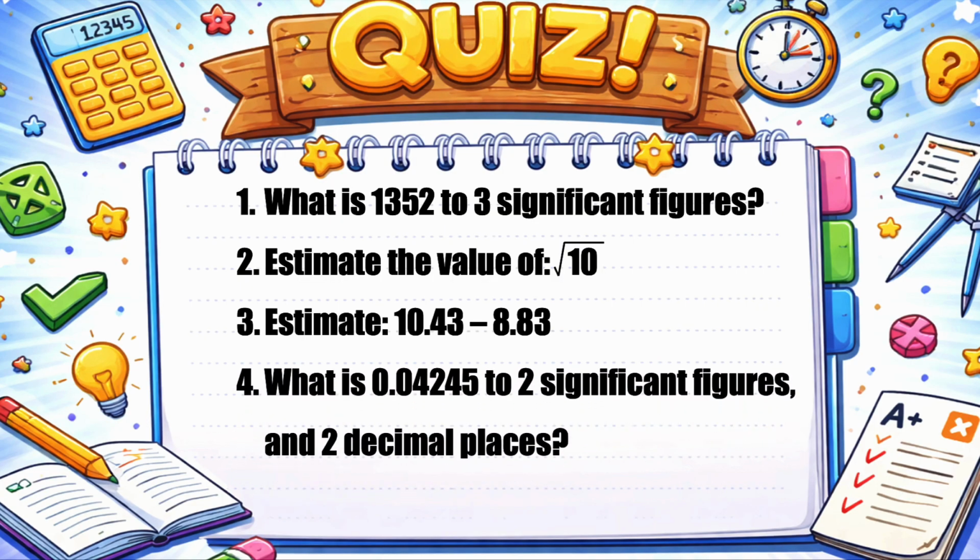0.04245 to 2 significant figures and then 2 decimal places. And finally, estimate root 88.32 plus 54.6.